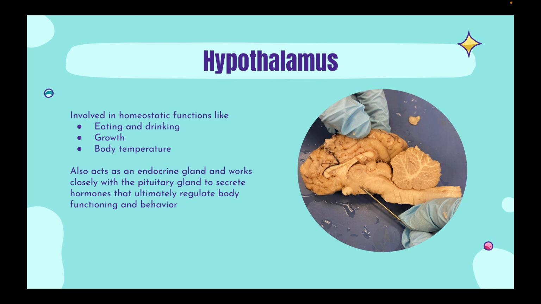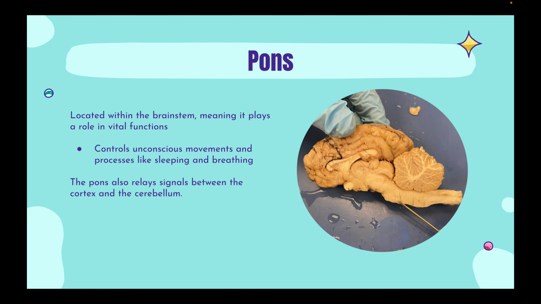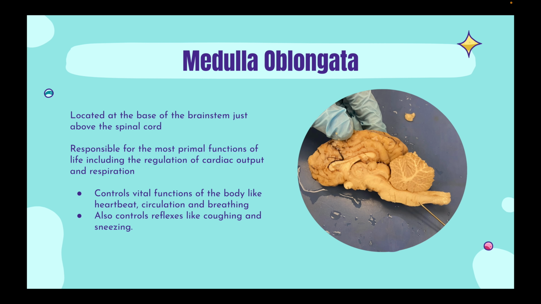And it also acts as an endocrine gland, meaning it secretes hormones into the bloodstream by working closely with the pituitary gland to ultimately regulate body functioning and behavior. The pons, which we viewed earlier, is located in the brainstem and ultimately plays a role in vital functions. Here is the medulla oblongata from another perspective, located just at the base of the brainstem above the spinal cord.